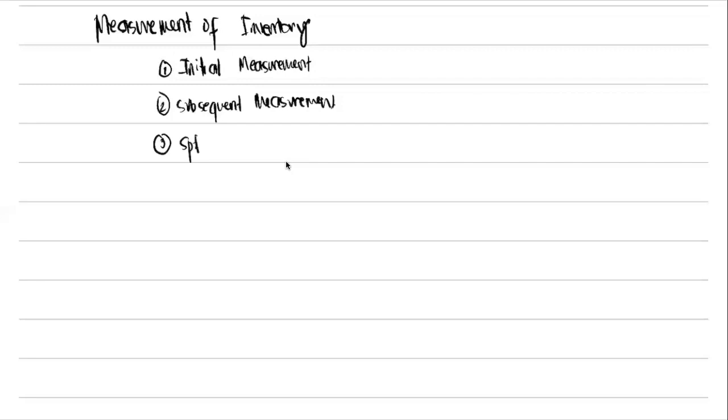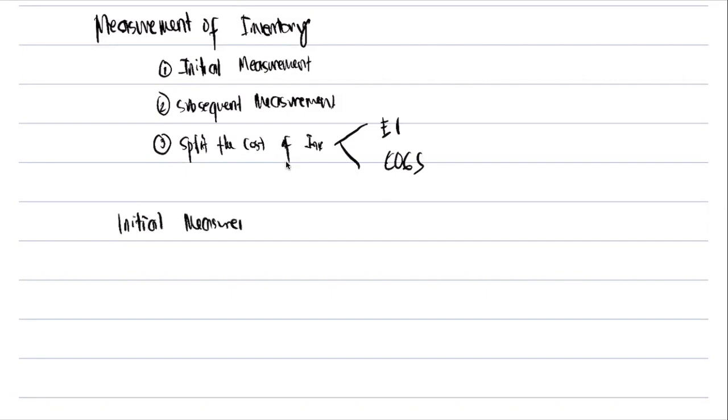Third, we split the cost of inventory as to an item of your ending inventory and your item of cost of goods sold. Okay, so these are the following items that we will learn in this particular video. So start now with your initial measurement. So how do we initially measure your inventory?